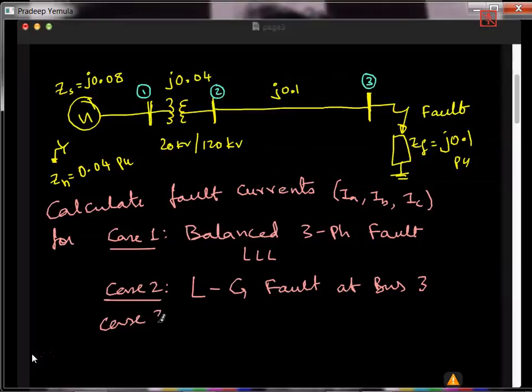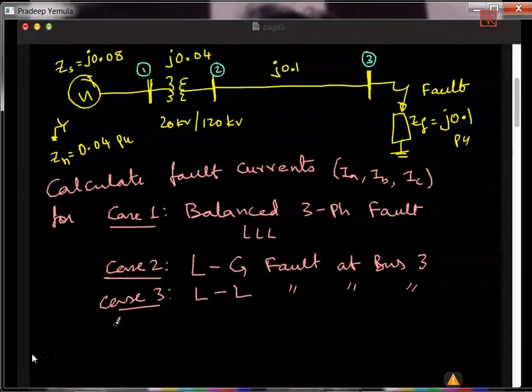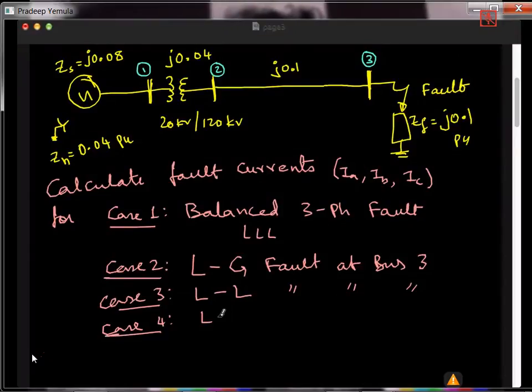Case 3: line to line fault at bus 3. Case 4: double line to ground fault at bus 3. So 4 different faults I am considering. For each case, what is the fault current? What is IA, IB, IC? I want to calculate that.